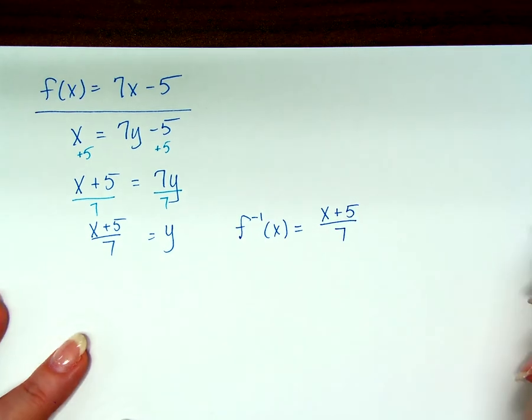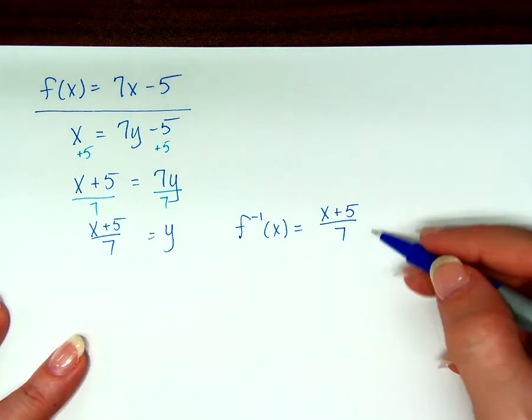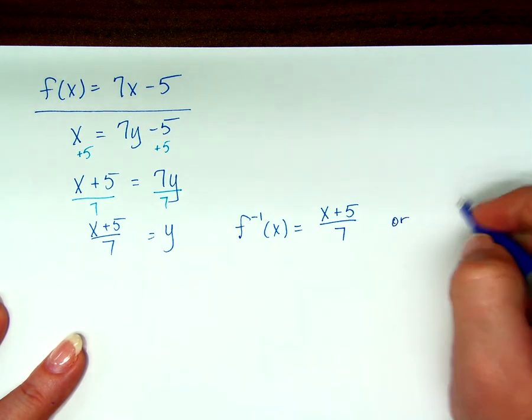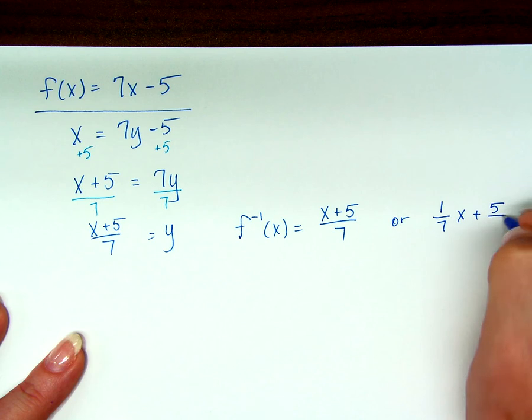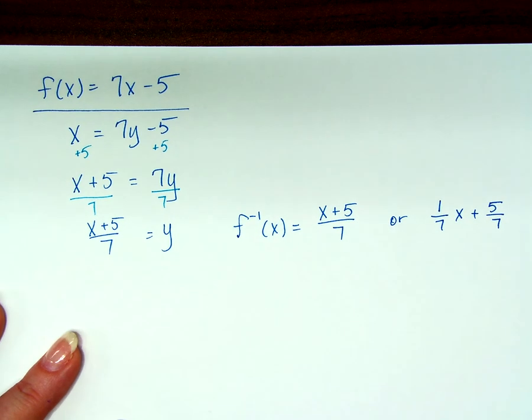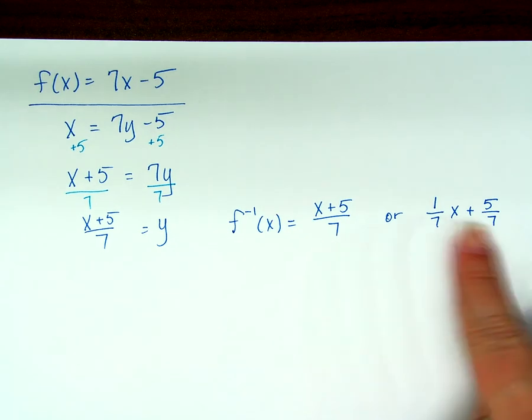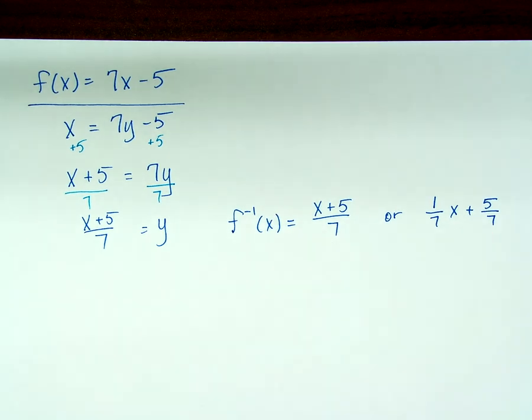Now what I want you to be careful of is the computer program might not like that as an answer. What it might want as its answer is 1 over 7 x plus 5 over 7. You see that they're the same thing, right? So if you try this one and it doesn't work, try this one before you go back and adjust your numbers and stuff like that.